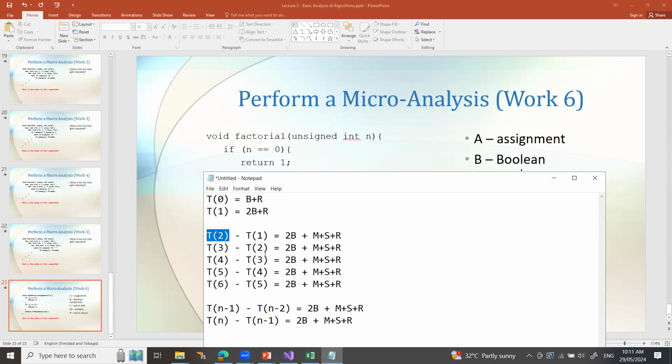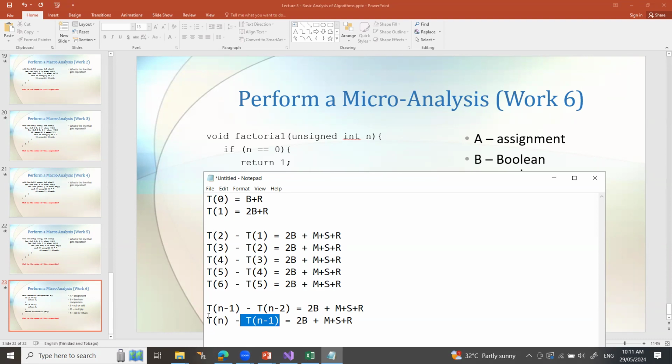This 2 will cancel with this 2. This 3 will cancel with this 3. This 4 will cancel with this 4. 5 will cancel with this 5. And so on, until the n minus 2 from this line will cancel with n minus 2 from this line, and the n minus 1 from this line will cancel with the n minus 1 on this side.